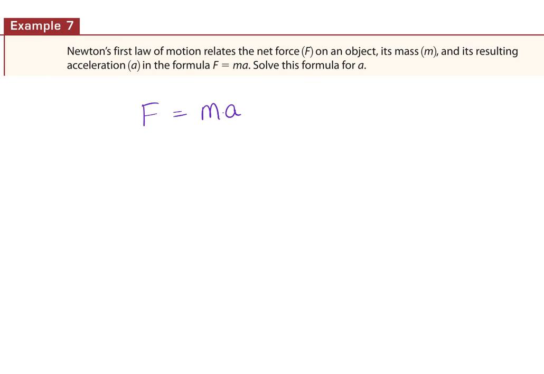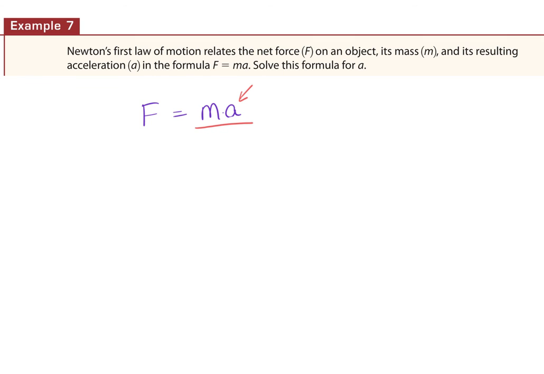What they want is they want A to be all by itself. And we don't have any numbers here, but we're going to do exactly what we did for all of the other equations. They want this by itself. What's happening in between the M and the A? It's multiplication, right? When you have two variables butted up next to each other with nothing in between, it's multiplication. So then I need to do the inverse operation. What is the inverse operation here?